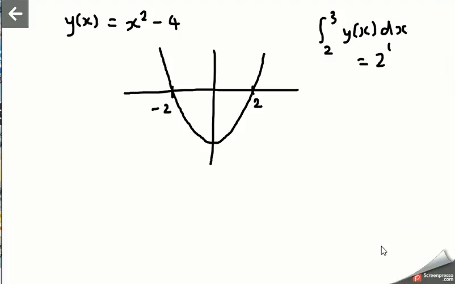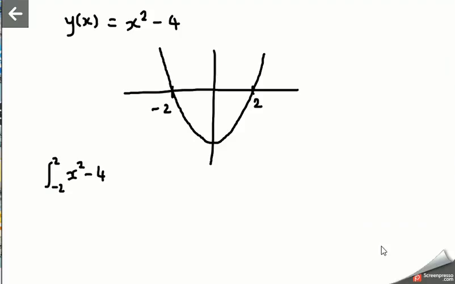This time I want to take a look at a different definite integral. I want to find the definite integral from -2 to 2 of y of x, so x squared minus 4 dx. Well, what on earth would that be? Here's -2, here's +2, so I guess we'd be finding this space between the function and the x-axis. Let's go ahead and check out what number we get.